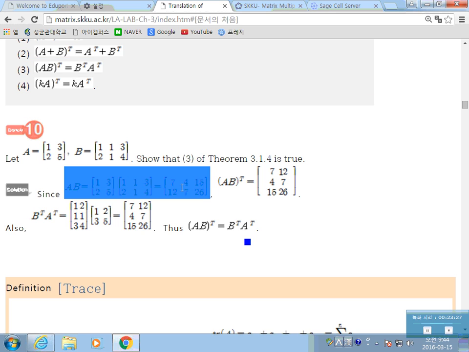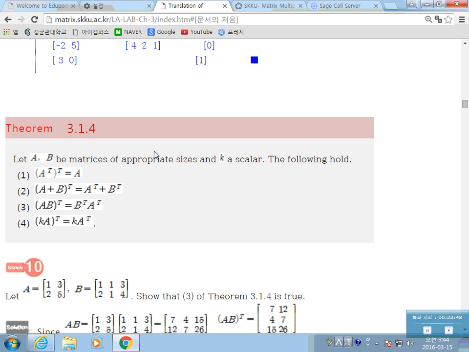Then AB is this, (AB) transpose is this, and B transpose times A transpose is this. As you see, they are the same. But this is not the same as A transpose times B transpose. They are not the same; they are not commutative. This is not the same as A transpose times B transpose in general. You will see easily. So this is a very different fact from the algebra of real numbers.